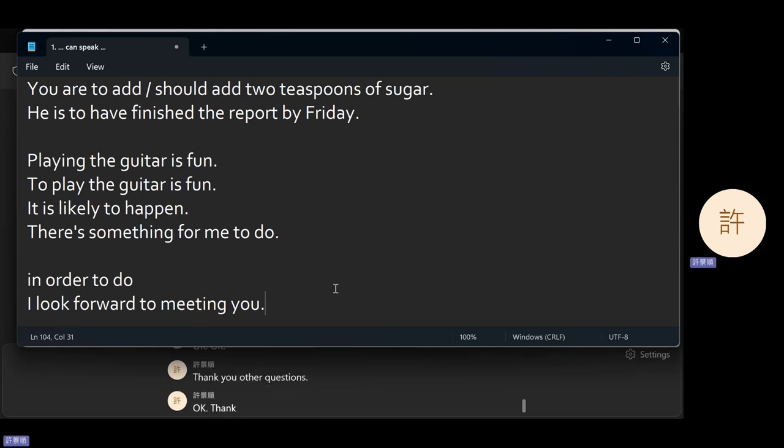Okay, let's take a short break. When we come back, we will have a presentation from groups 2 and 3. And then we will talk about imperative mood.